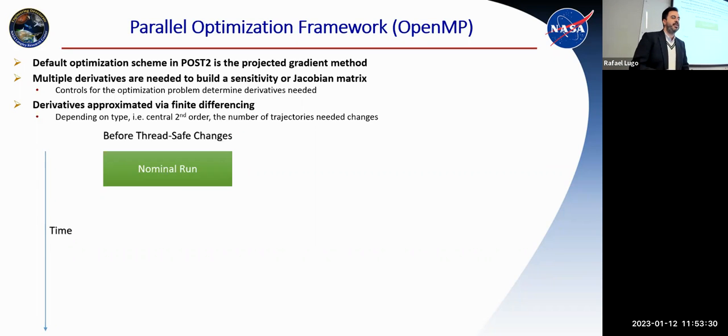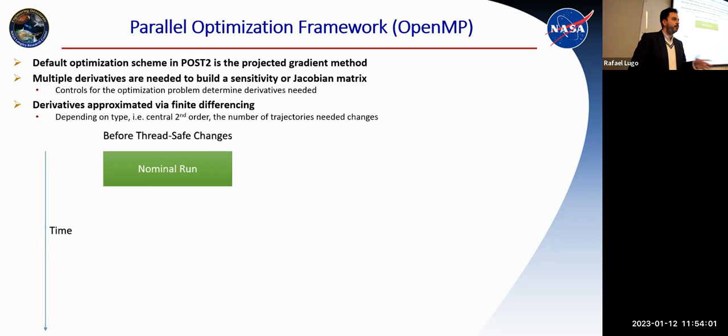So the default optimization scheme in Post is a projected gradient method. Those of you that are familiar with optimization know that very often in some of these cases you have a Jacobian sensitivity matrix. You have to build up your derivatives to understand the sensitivities. So to do that in Post, it runs trajectories. The number of trajectories it runs depends on the number of controls. In Post, it's done numerically with finite differencing. So you can do forward differencing, central finite differencing, etc.